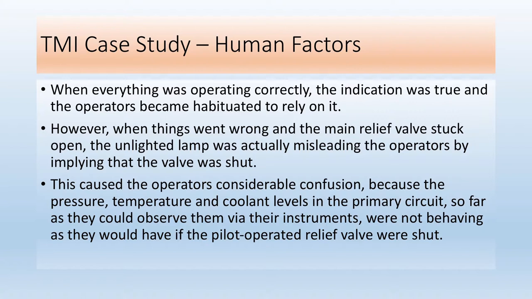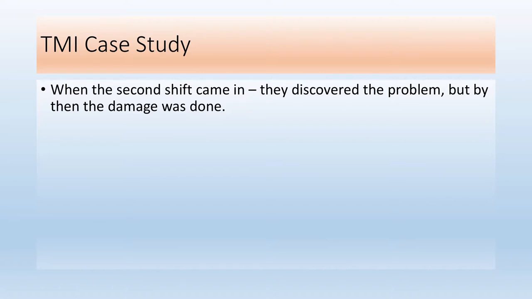They weren't getting rid of the heat energy. The water was coming out of the primary loop. They did not see that there was still water coming out of the primary loop. They hadn't figured it out. Then the shifts changed. The second shift came in, and they were able to figure out what the problem was. And there were ways to figure out what the problem was.